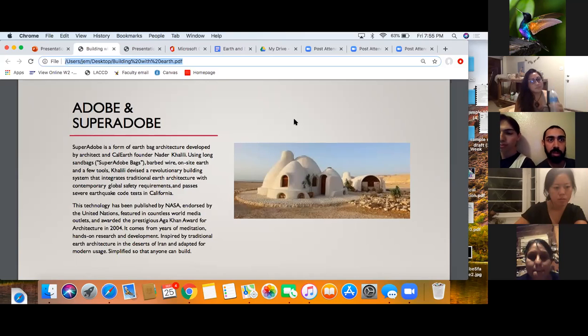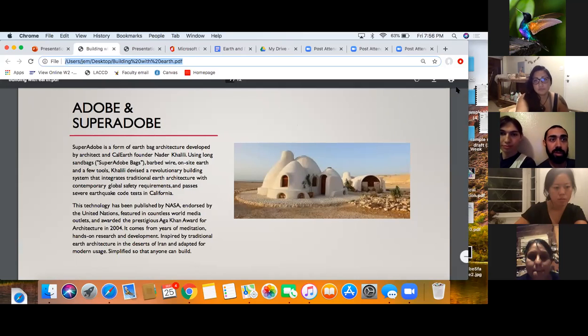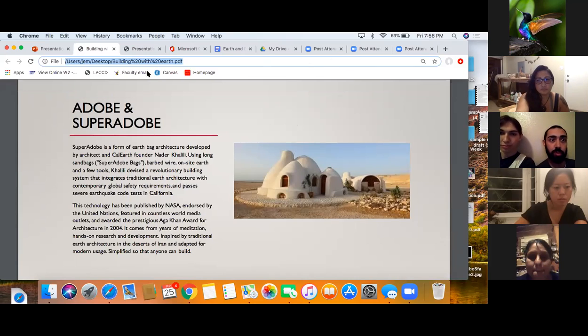This technology has been published by NASA. He actually spoke with NASA about this at the inception of the Institute. That was part of what got it founded. Endorsed by the United Nations, featured in countless world media outlets, and awarded the prestigious Aga Khan Award for Architecture in 2004. It comes from years of meditation, hands-on research, and development, inspired by traditional earth architecture in the deserts of Iran and adapted for modern usage, simplified so that anyone can build.